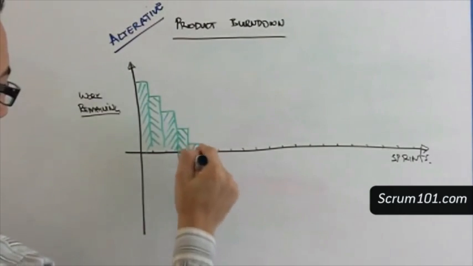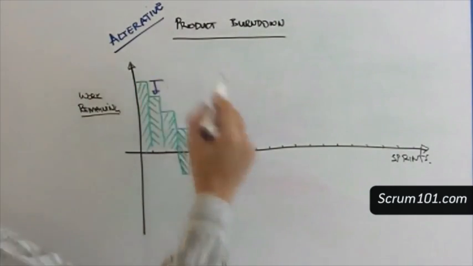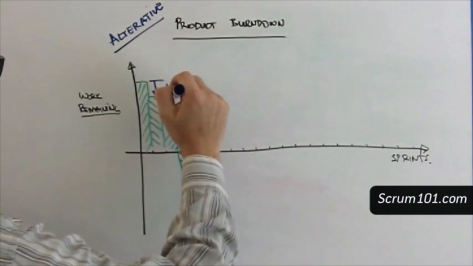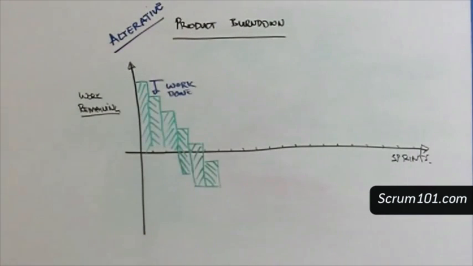In our example, between sprints 1 and 2, work was completed by the team. Between sprints 2 and 3, again work was completed by the team. And between sprints 3 and 4, more work was completed by the team.